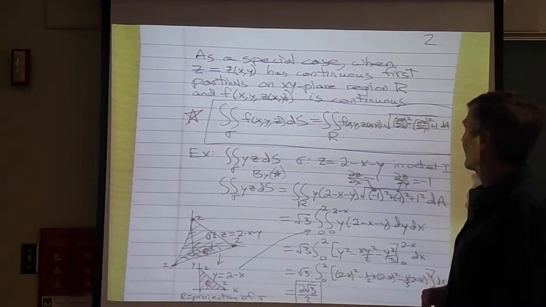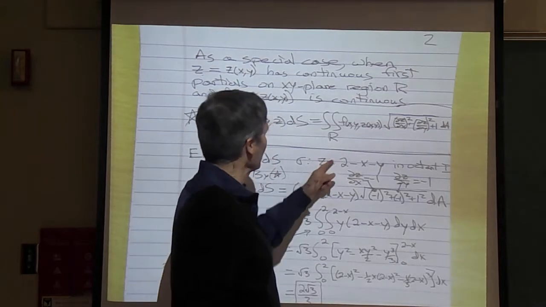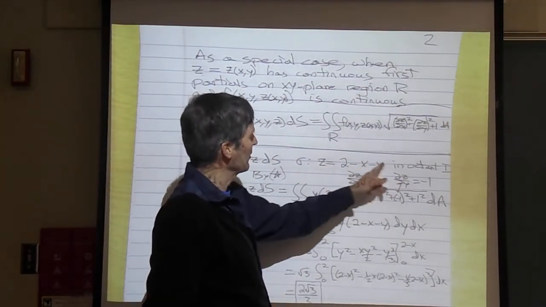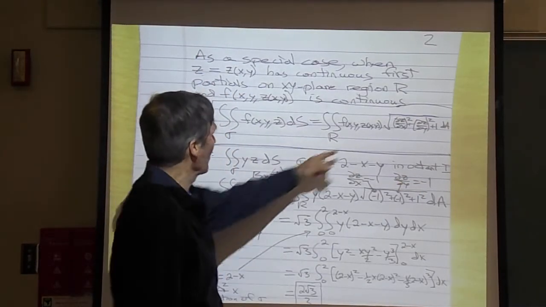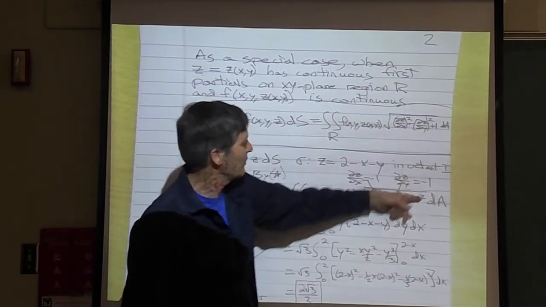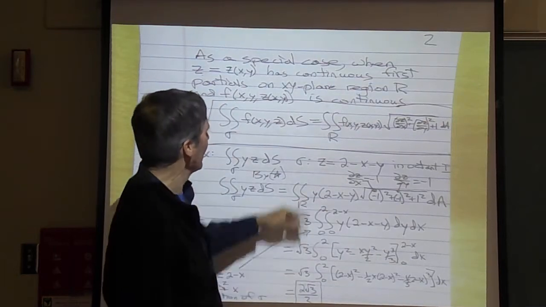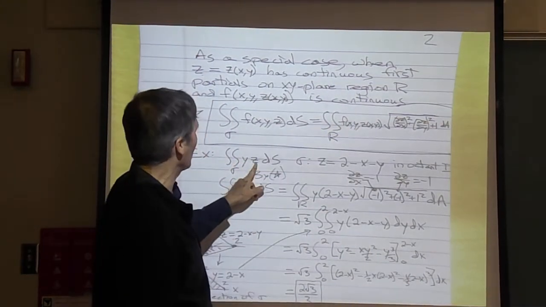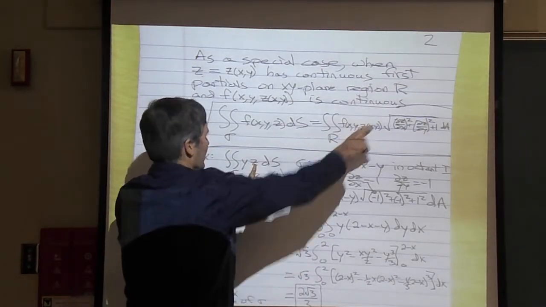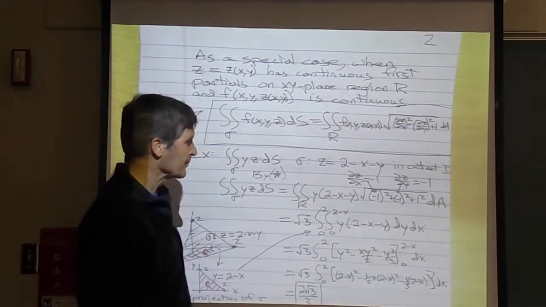Now, in order to evaluate this integral, we need dz dx and dz dy, so we calculate over here. dz dx is minus 1, right? Derivative with respect to x. dz dy, derivative with respect to y, is minus 1. And so this square root becomes the square root of minus 1 squared plus minus 1 squared plus 1 squared, right? And then for f of x, y, z, you replace y, z. Well, y comes straight across, but z has to be written as a function of x and y, which is 2 minus x minus y. So this is the integral we have to do.